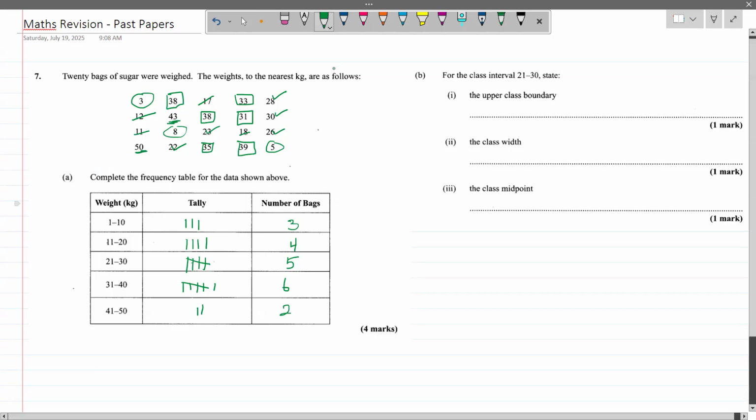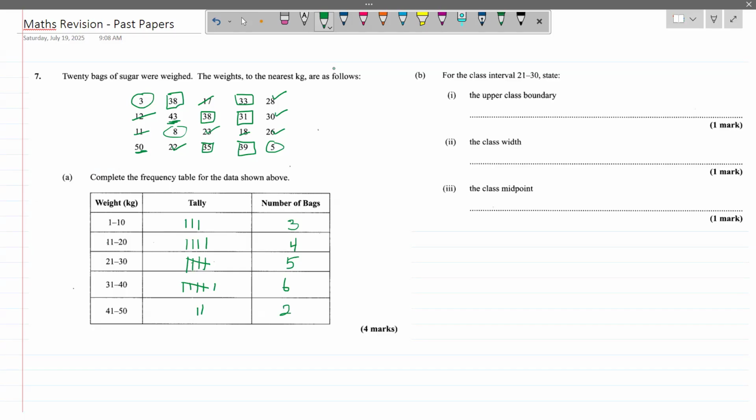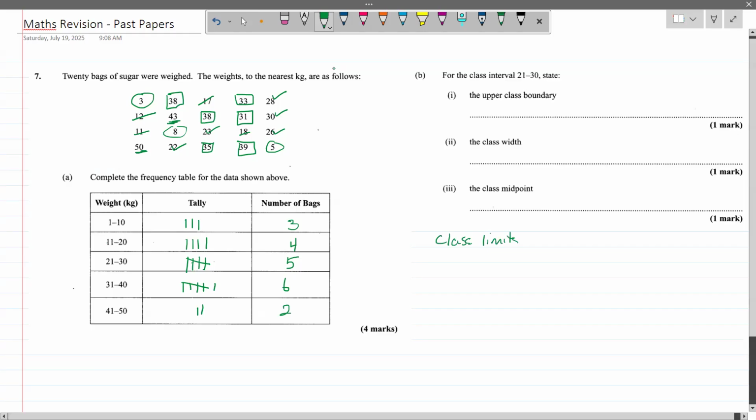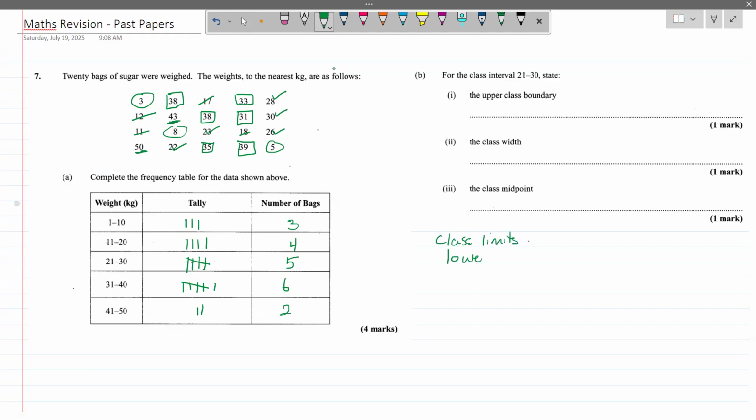Make sense? Everybody right to now? Let's talk about this side. Now, I mentioned that each class has limits. So the limits of this class, so class limits, we have a lower limit and you have an upper limit. So for example, in the first class, the lower limit is 1, upper limit is 10. Second class, lower limit 11, upper limit 20. Third class, 21 and 30, and so on and so forth.